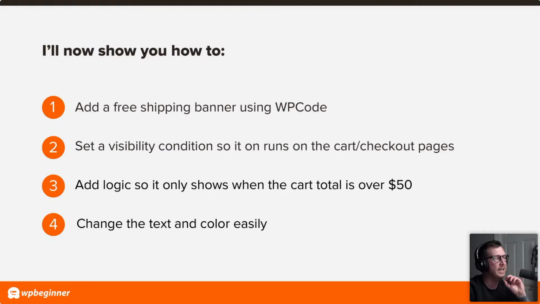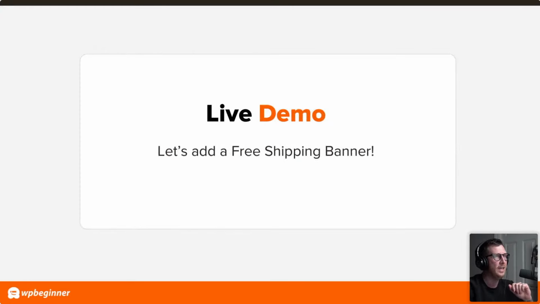And add logic to it so it only shows when the cart is under $50, which is actually already in the code. And you can also change the text and color easily. Okay, so let's bring up the site. Sorry, let me just sort this out.